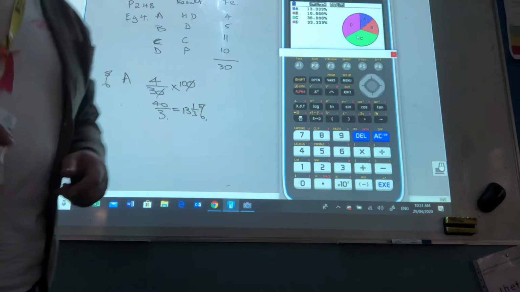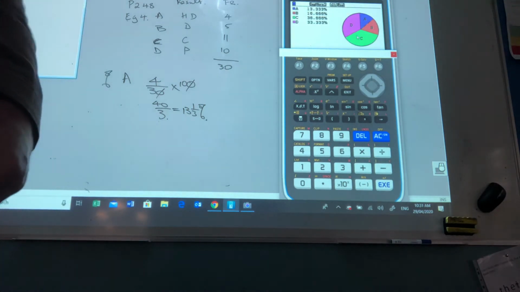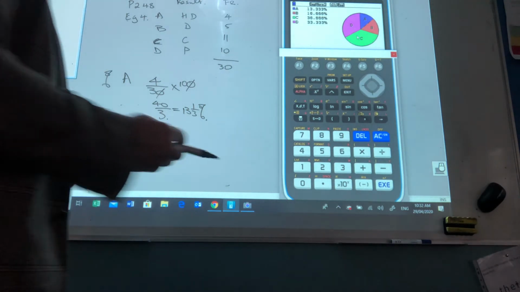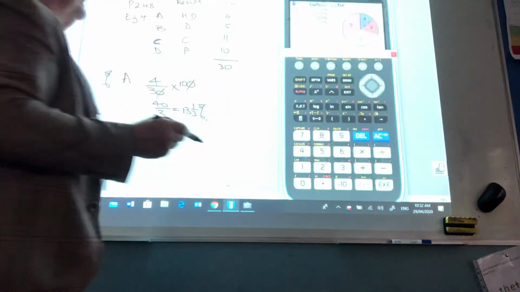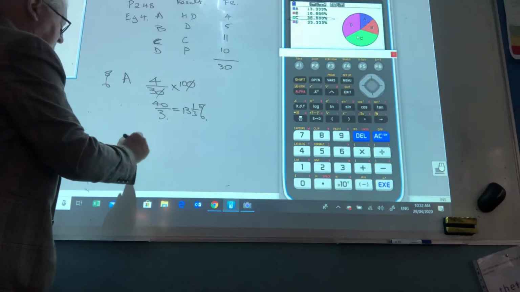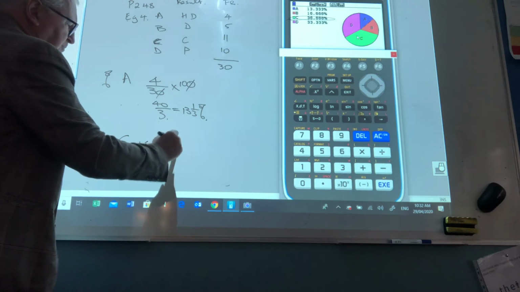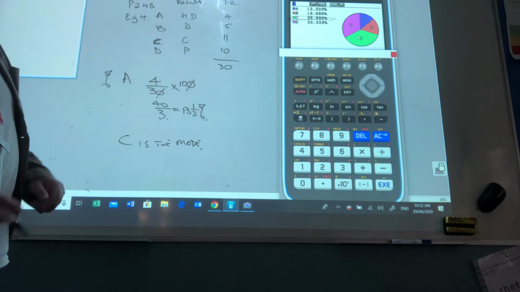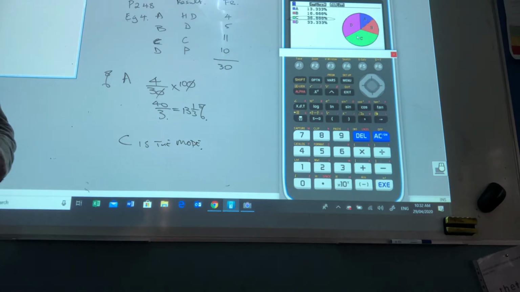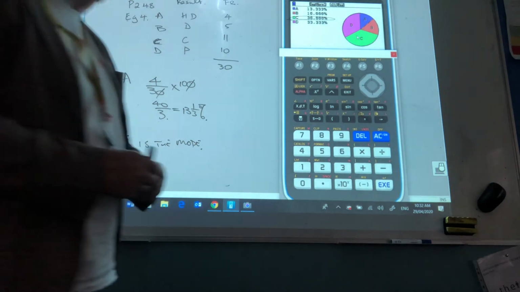If they ask you the question, which one's the mode of the data, the mode is the most popular, and so the mode is that one there. C is the mode, because it's the most popular. There used to be a fashion magazine called Mode Magazine. I don't think it's around anymore, but it was just what the most popular was.